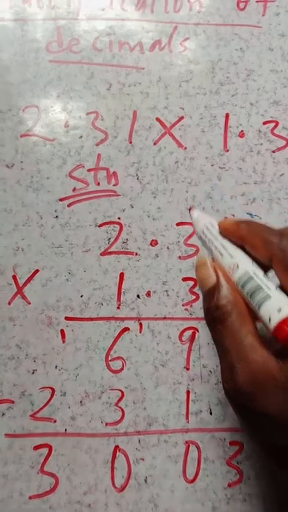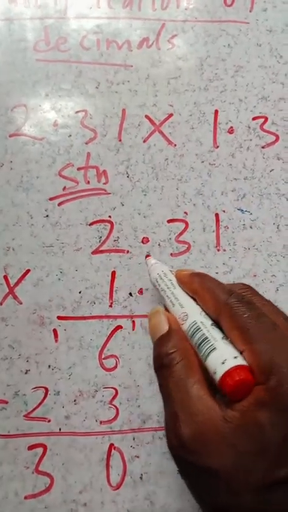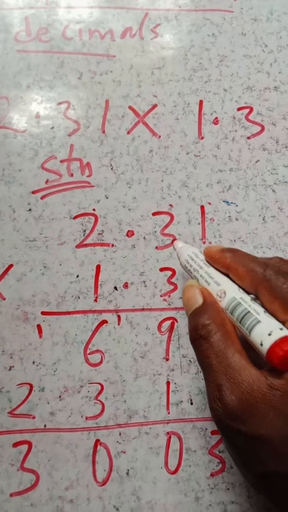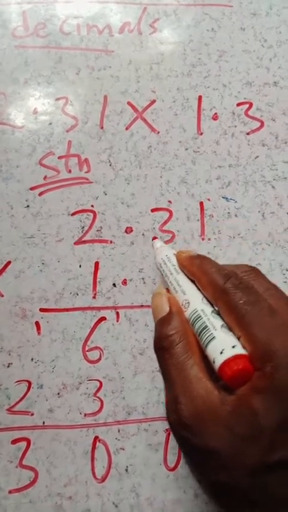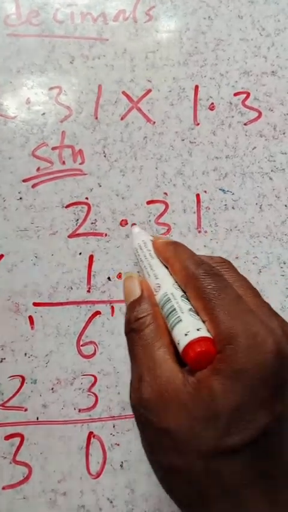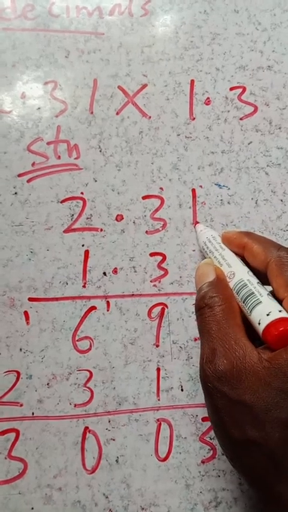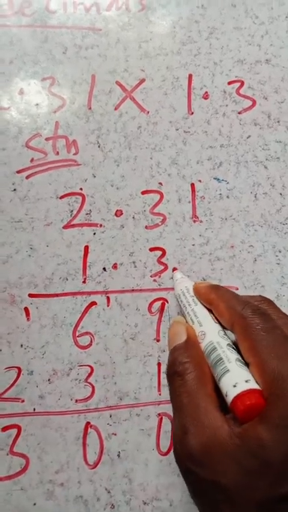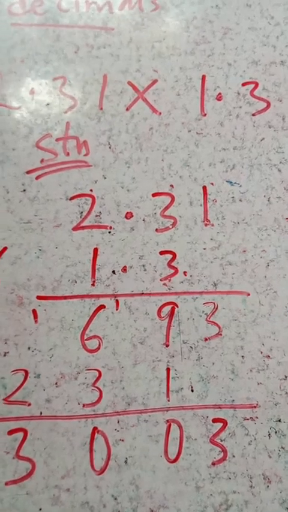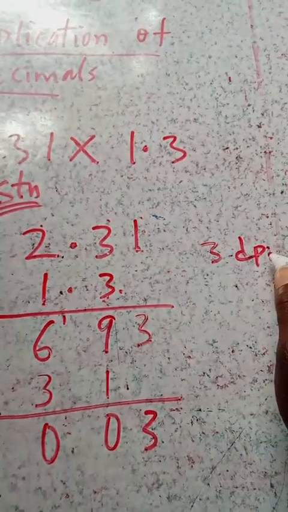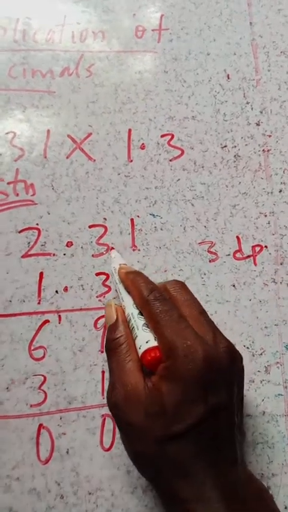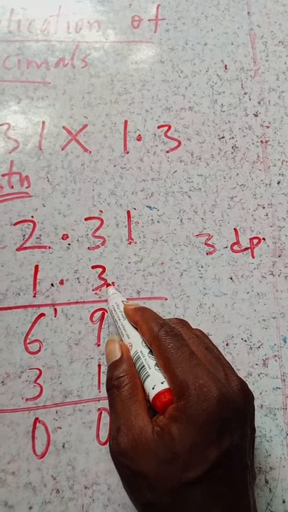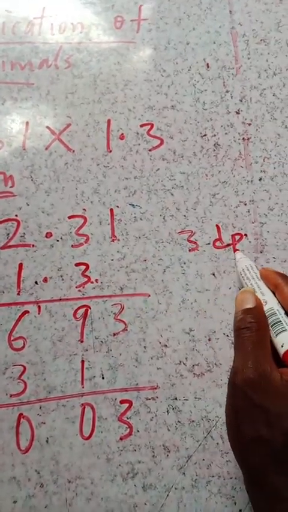Now after you have gotten this number, the next thing you do is to go back to the question again. In the question, how many decimal places did we have? Decimal places mean the digits after the decimal point. So the first number has 1, 2 decimal places, and the second value has what? Only 1 decimal place, making it what? 3 decimal places. I see it.